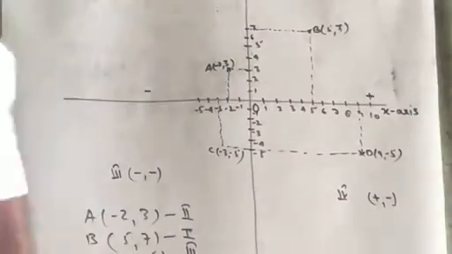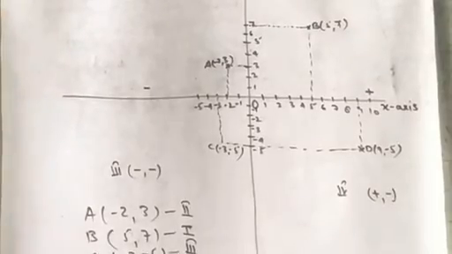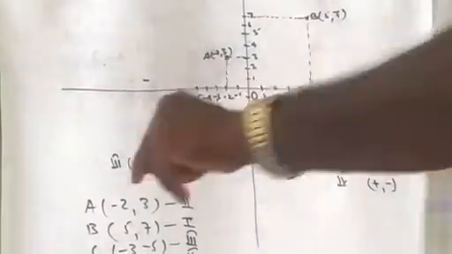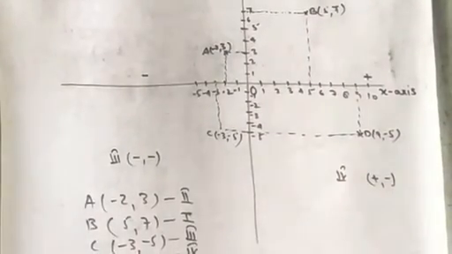Now one more question I will discuss here. The third type of question I am going to explain here: plot the points, join the lines and find the area of the figure formed by joining the points. This question also I will discuss, how we can calculate the area. You will see here.